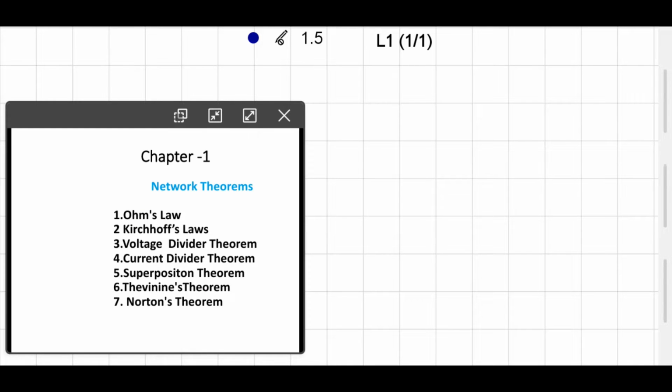So friends, today we are going to consider the first chapter, network theorems. Under network theorems, we are going to see Ohm's law, then Kirchhoff's laws related to voltage and current, thereafter voltage divider theorem, then current divider theorem, superposition theorem, Thevenin's theorem, and Norton's theorem. This is what we are going to consider under the chapter network theorems.